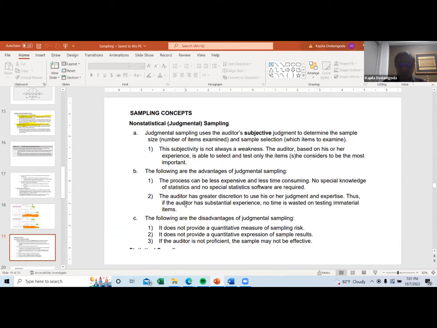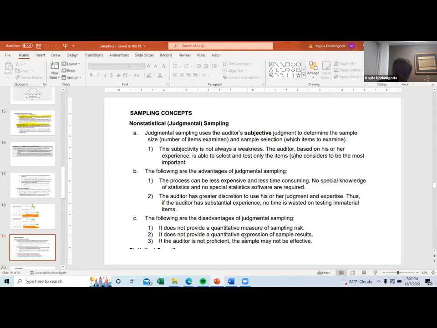On the other hand, the auditor has greater discretion to use his or her judgment and expertise. Thus, if the auditor has substantial experience, no time is wasted on testing immaterial items. Because when it is statistical, you do it a little bit in a mechanical manner, because you follow the guideline. But when it is non-statistical judgment with a proper person, they can use judgment and choose the items that need to be checked based on his expertise and experience. Okay, so that is a good side of judgmental sampling.